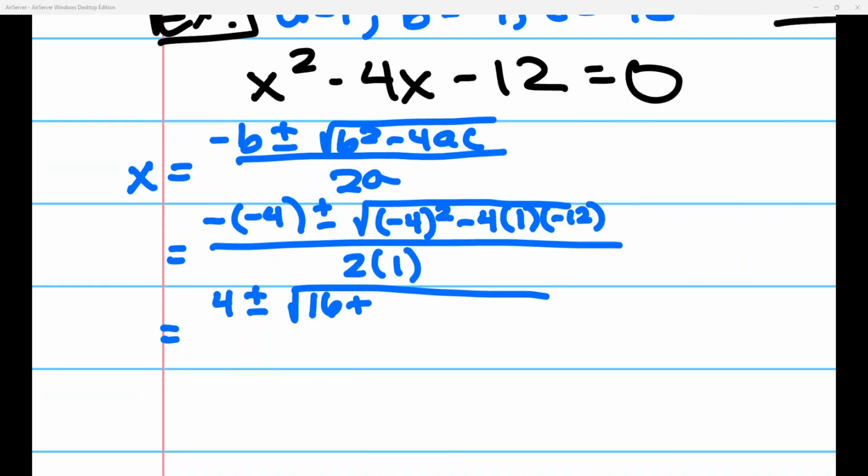What am I going to be adding? Well, now I can just focus on the numbers. 4 times 1 is 4, times 12 is 48. And so I get to write this as plus 48, divided by just 2.